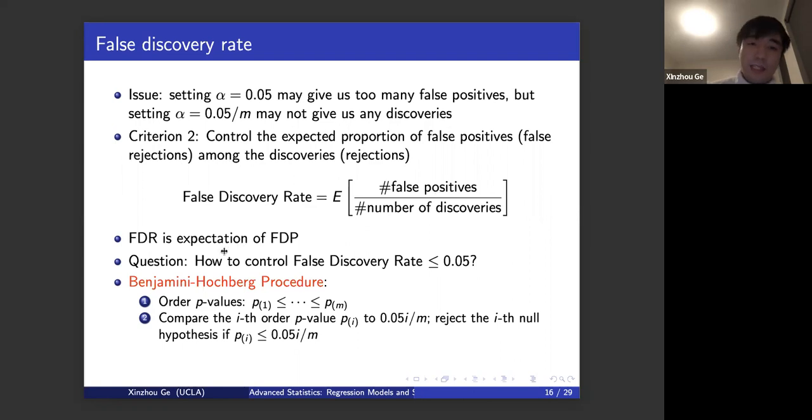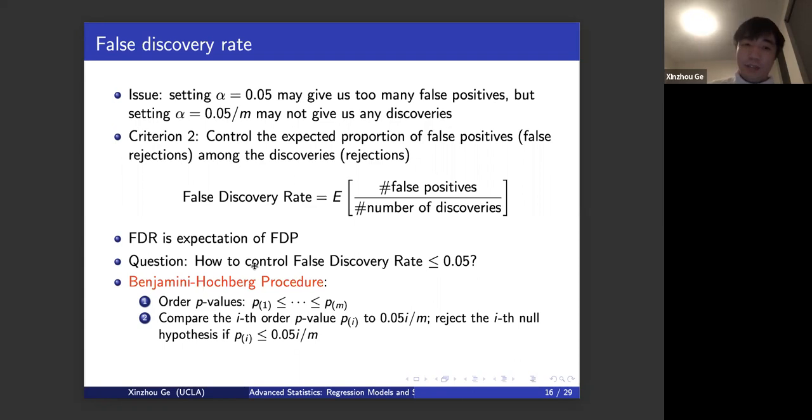So it is just the expectation of the FDP. Here we have the expectation sign because for different data sets, the false discovery proportion is not fixed. But if we do the random sampling many times, we want the expected FDP to be smaller than a threshold. That's something that I'd like to control. And the procedure to control this is called the Benjamini-Hochberg procedure.